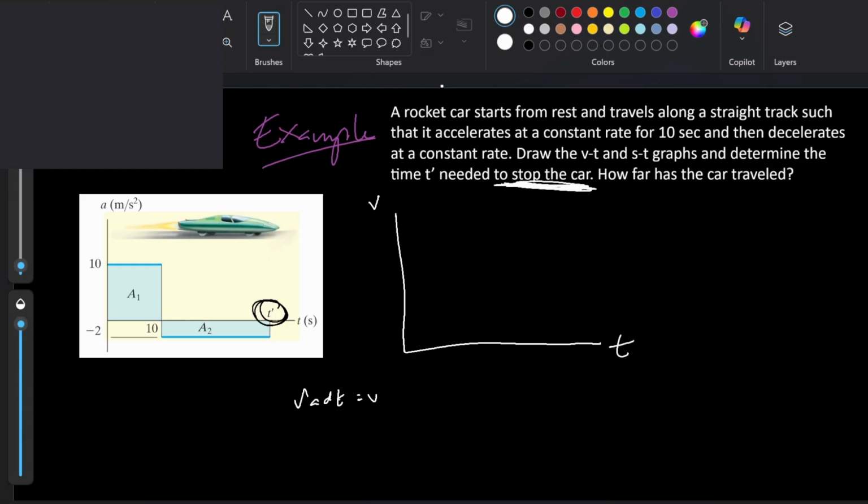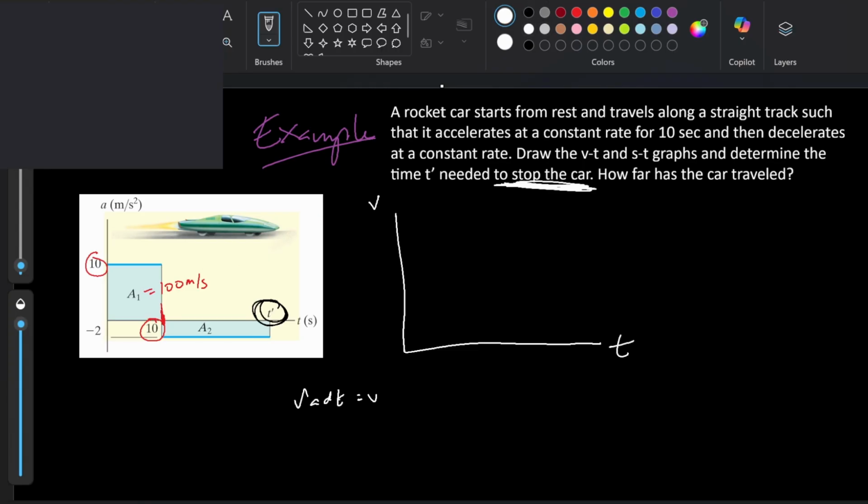And integrals are just areas under the curve. So we can calculate that first area under the curve. This 10 times 10 gives us area 1. That's going to be 100 meters per second. And so what that means is that's what it is at time t, at this end time, 10 seconds.